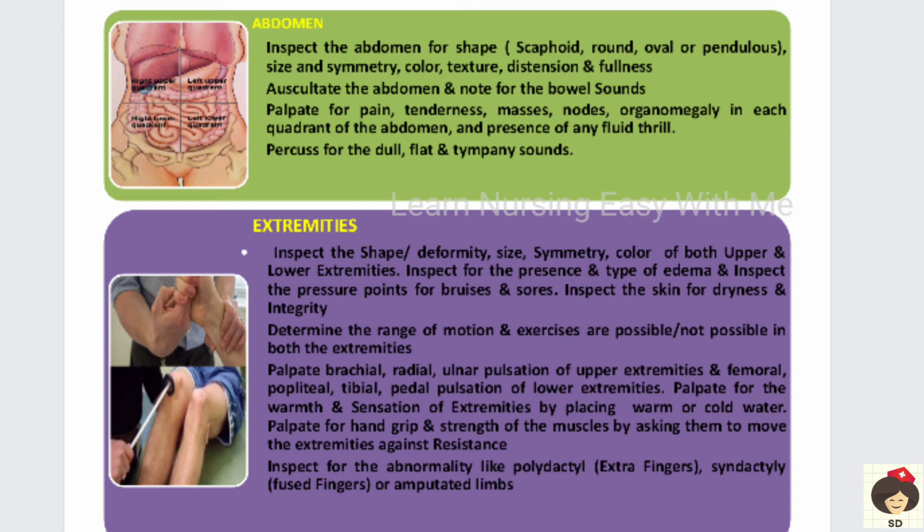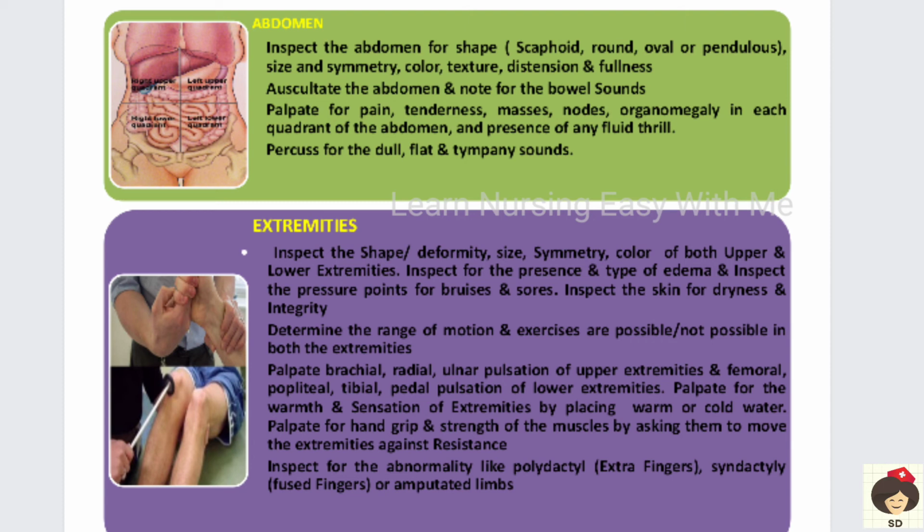So in palpation again there is superficial and deep palpation. With this you can see for pain, tenderness, masses, any nodes or any organomegaly like hepatomegaly, splenomegaly, that all you can identify. So abdomen has quadrants. All the quadrants of the abdomen you have to check, and also for the presence of fluid thrill. You can also percuss for dull, flat or tympanic sounds. Okay, so these you have to check in the abdomen.